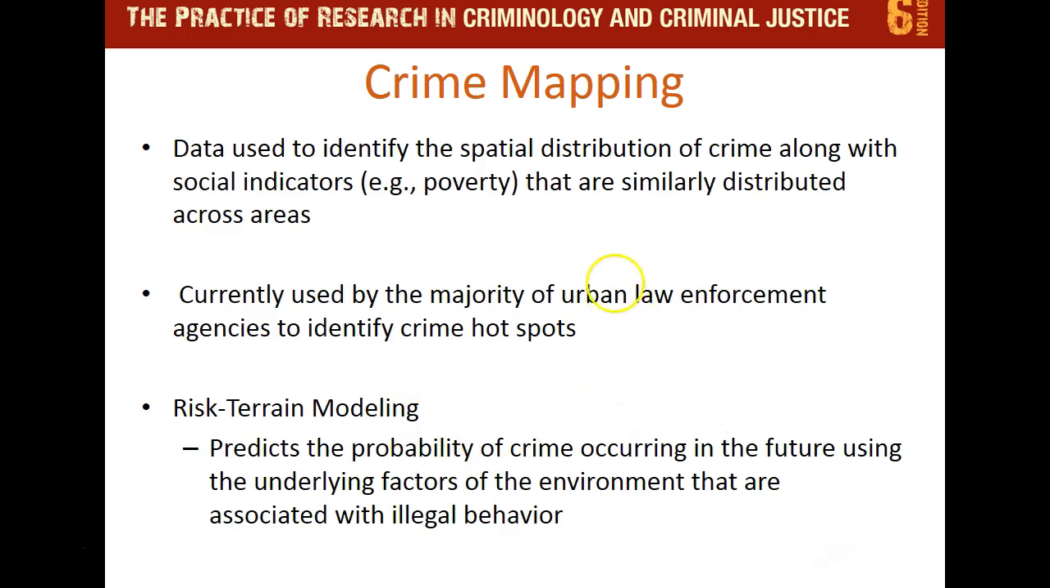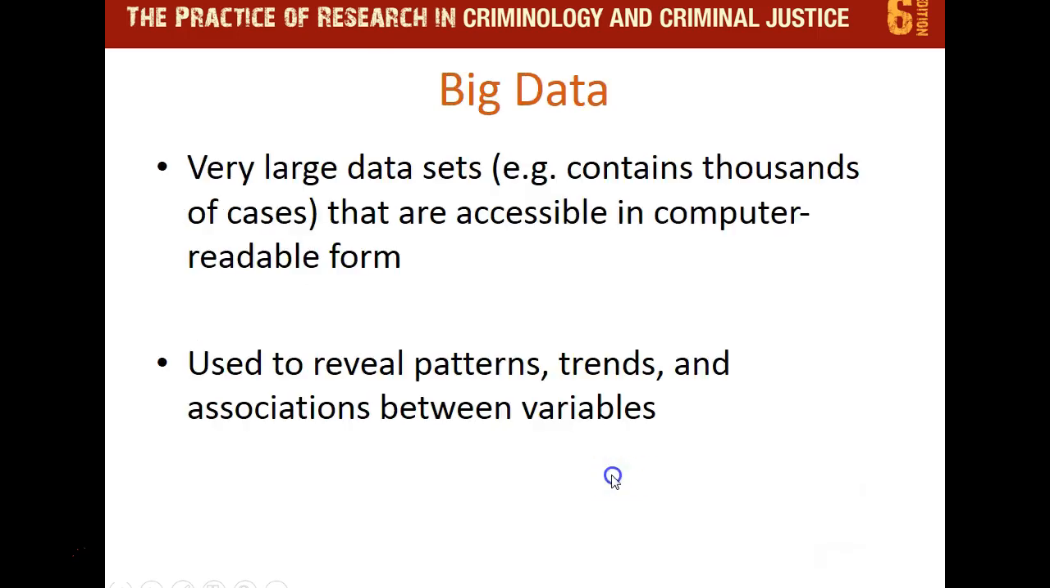Risk terrain modeling. This predicts the probability of crime occurring in the future using the underlying factors of the environment that are associated with illegal behavior. So you're using the factors within your environment.